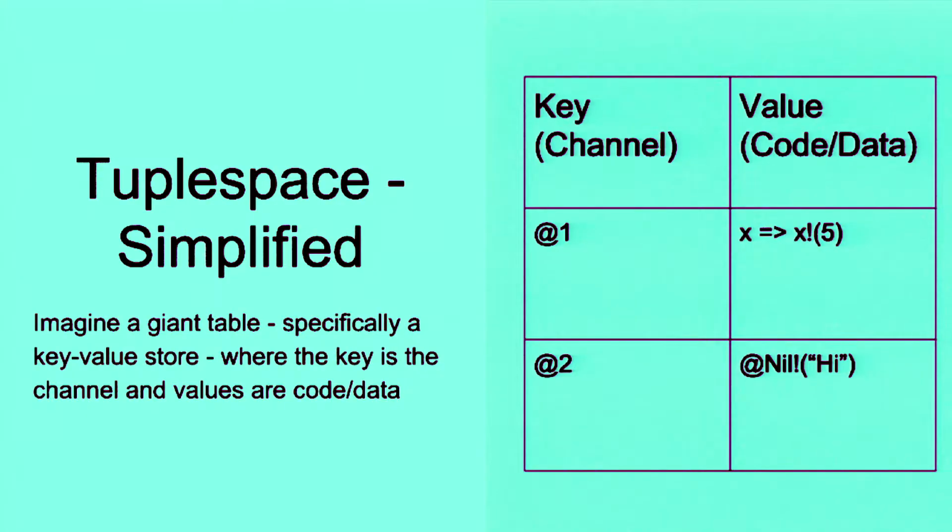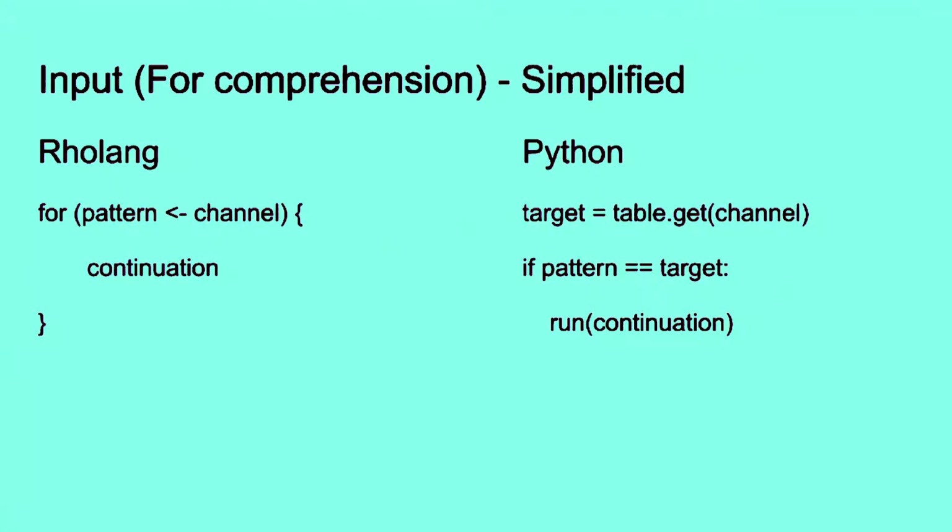So now onto Rholang productions. What I find useful when mentally executing Rholang code is to have this idea of a table. We call it the tuple space, but if you just think of it in your head as a table, this table maps channels to the code or data that is stored at that channel. It's really useful. With that in mind, let's go into the input statement.